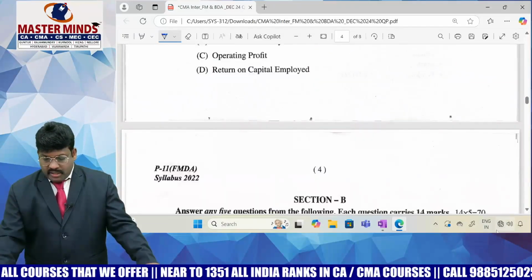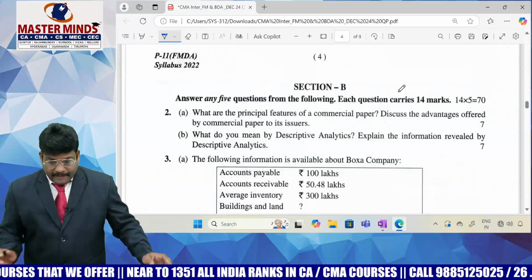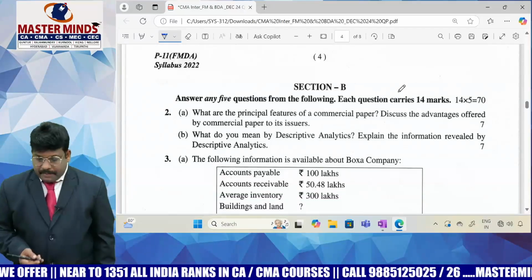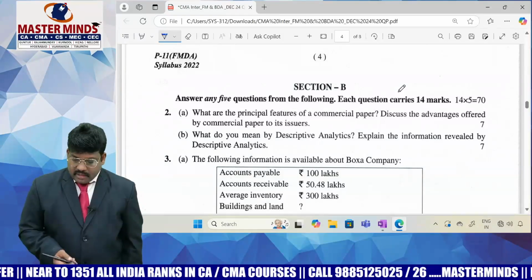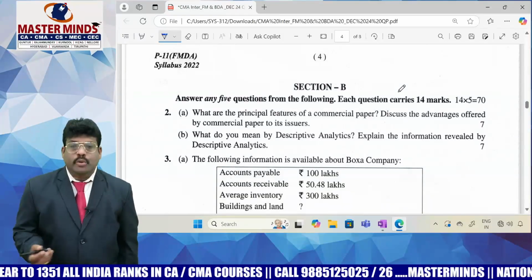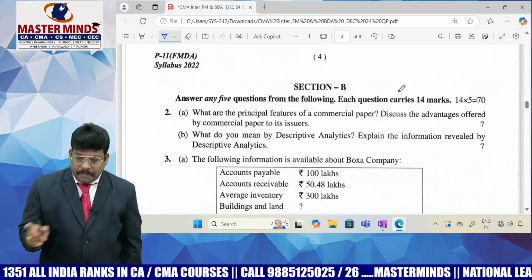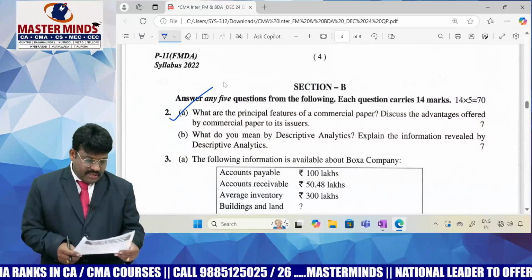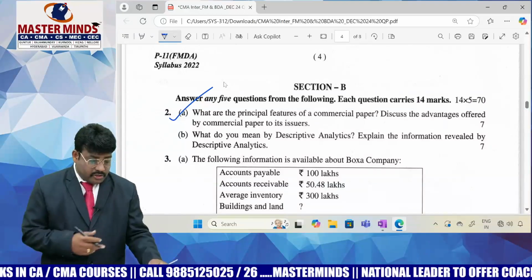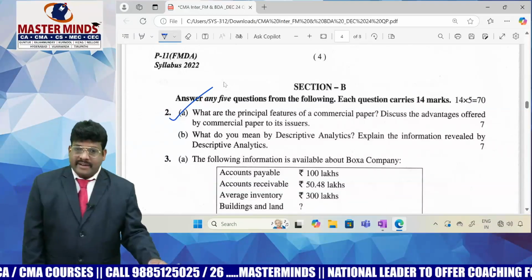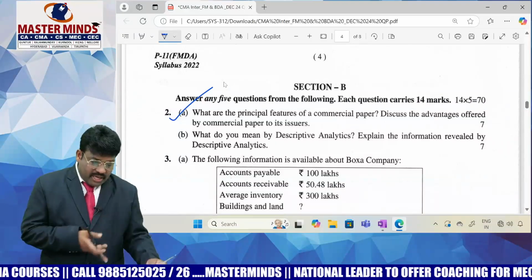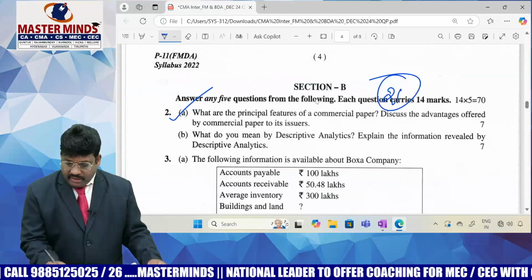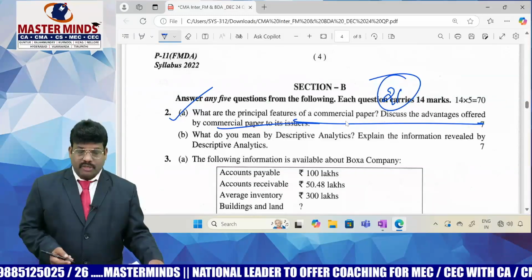Coming to the next one: what are the principles, the features of the commercial paper? Discuss the advantage offered by the commercial paper to its issuer. Dear students, this question is superb, right? But first, this is my analysis here. The first question they asked is from institutions and instruments in financial market. This question is already covered in our classroom work, right? So question number 21, exactly we covered this one, right?